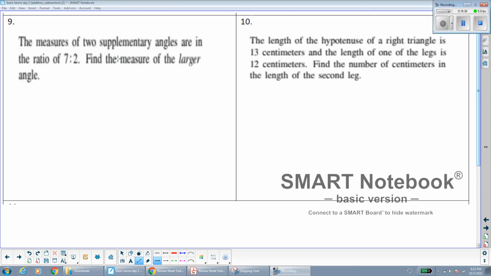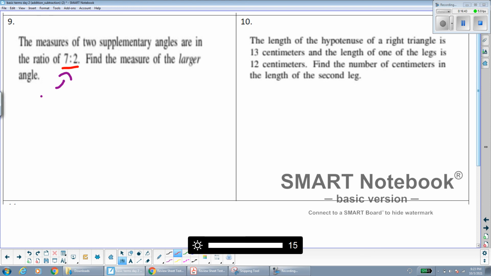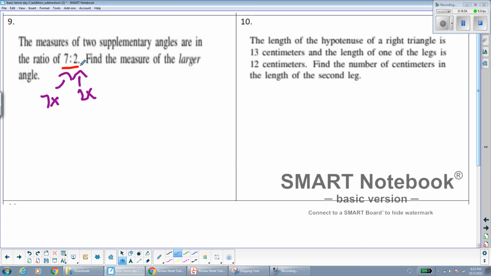Now we're going to find the measurements of two supplementary angles that are in a ratio of 7 to 2. So let's do it. Whenever we have a ratio, we can represent the larger one as 7x because the larger part of the ratio is 7. And we can represent the smaller angle as 2x because 2 is the smaller part of the ratio. We know that the two angles together need to add to 180 degrees because they are supplementary, and that's what being supplementary means.